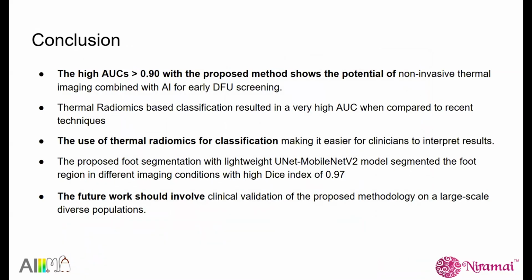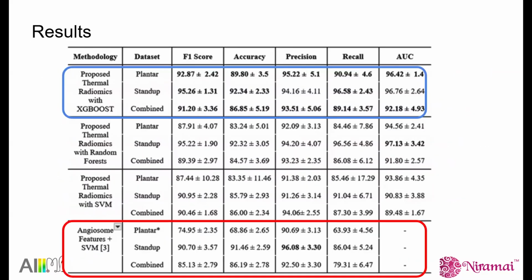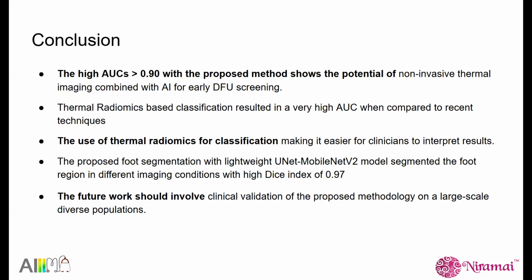In conclusion, we have seen a very high AUC. For each of these methods, we see AUC of more than 90%. The proposed method shows the potential of non-invasive thermal imaging combined with AI for early DFU screening, such that we can have an automated DFU screening with this proposed method. We also see that these thermal radiomics are highly effective features, able to give very high AUC when compared to the recent techniques. And the use of thermal radiomics also makes it easier for clinicians to interpret the results.